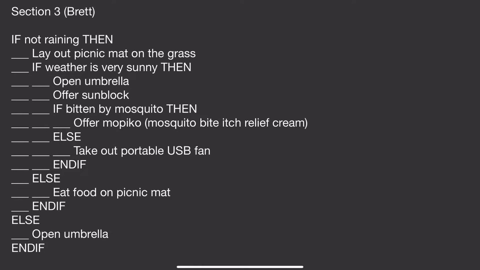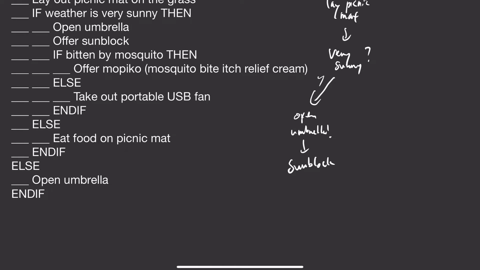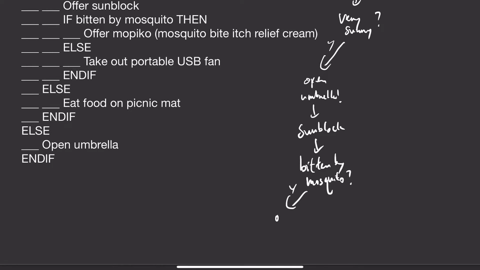Again, we can draw up the diagram, right? No rain. Okay, if yes, then what do you do? Lay picnic mat, and then the next thing we do is very sunny. If yes, then what do you do? You open umbrella, and then you offer some sunblock. And then we have another one, bitten by mosquito. Yes, then you offer mopiko.